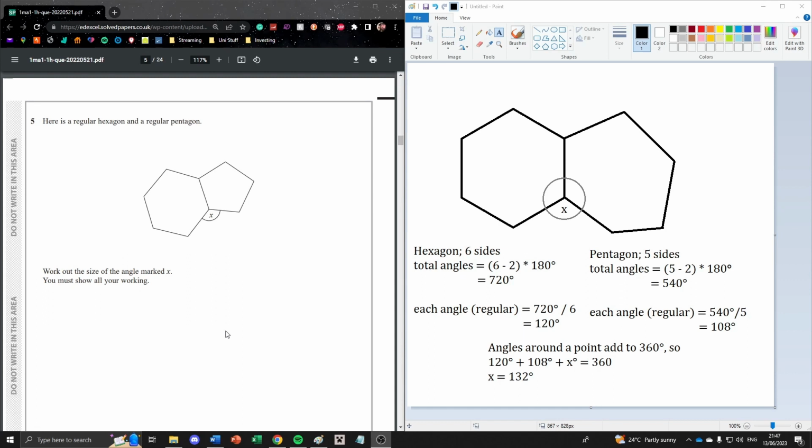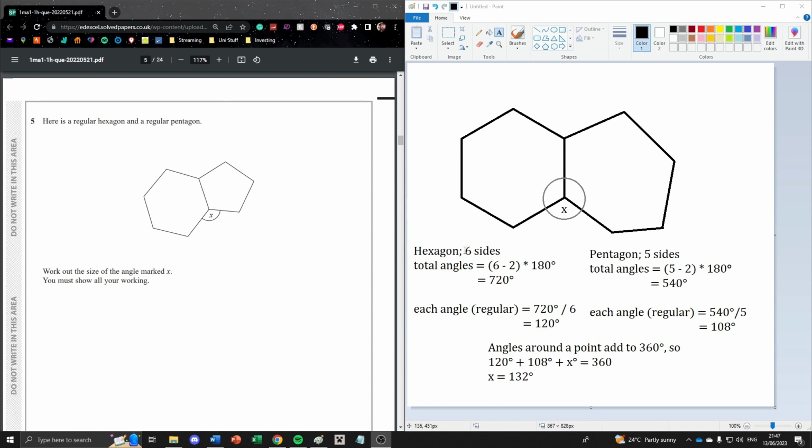This question is all about our knowledge of polygons and angles within polygons. So we have a regular hexagon and a regular pentagon, and we have in between them the angle x. And we must find the size of the angle x and show all that working.